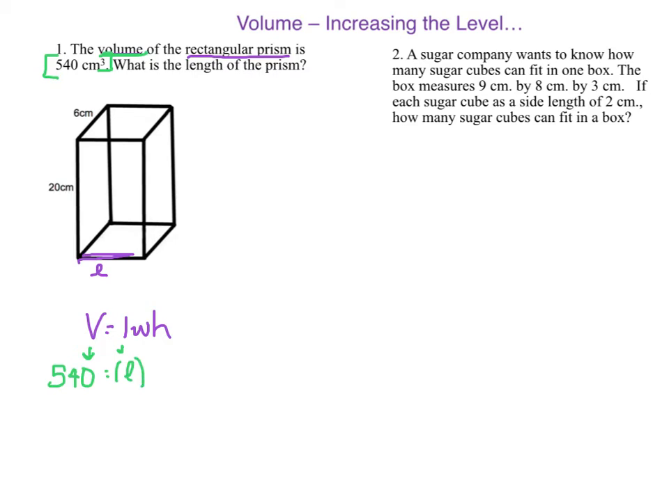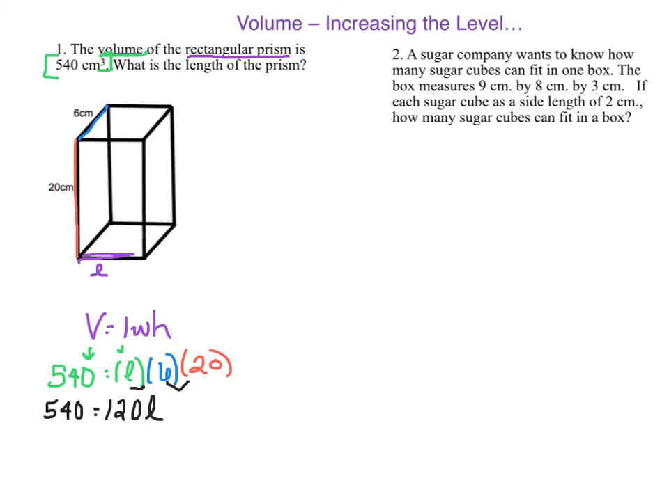I know the width. Width goes from front to back. The width is 6. So I plug 6 in for W. And I know the height is 20. So I plug the 20 in for the H. Now I can solve what I have on the right side. So I'm going to leave my 540, that doesn't change, equals, I can do 6 times 20, which is 120. And then I'm going to bring down my L.